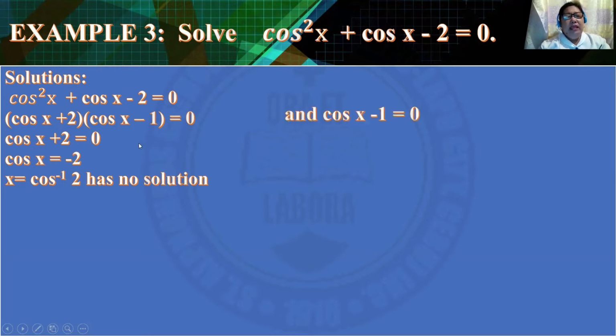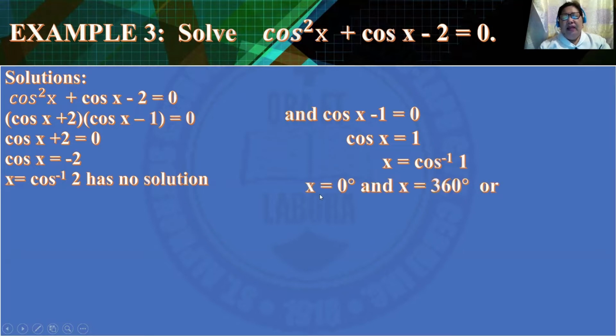Then, let's work with the second factor. Cosine x minus 1 is equal to 0. Transposing negative 1, we have positive 1. And to solve for x, x is equal to cosine to the negative 1 of 1. So, the value is x equals 0 degrees and x equals 360 degrees. Or, you may write in radians, x equals 0 and x equals 2 pi.